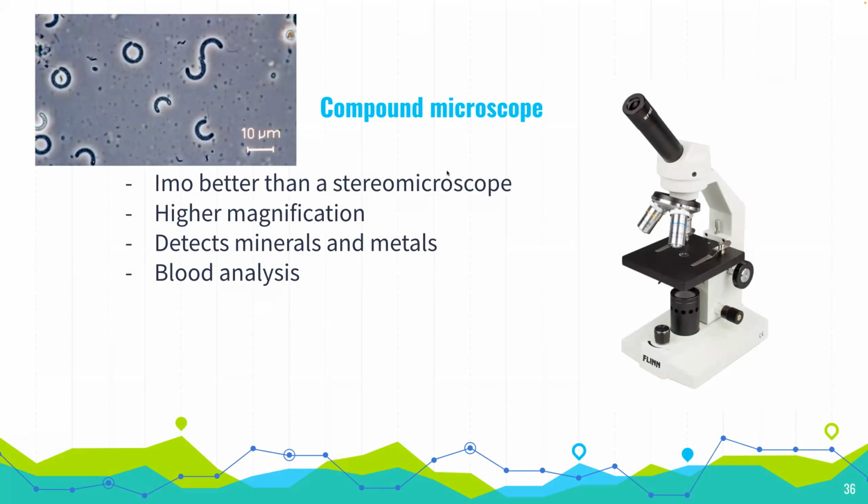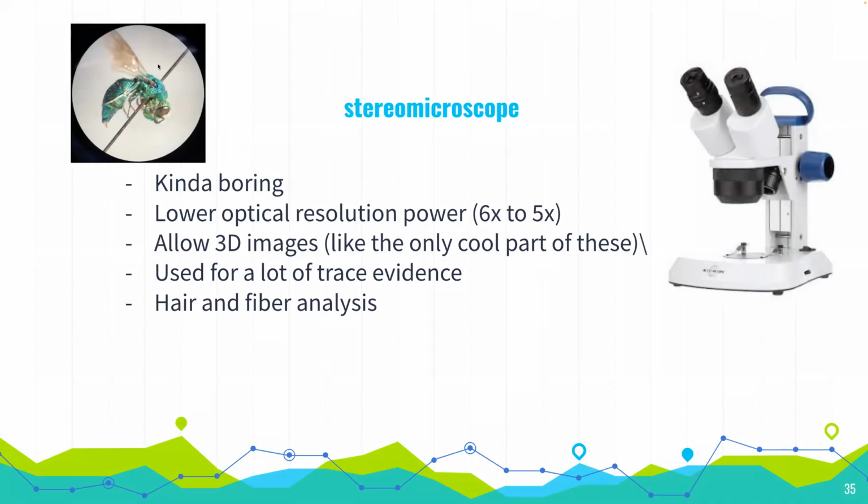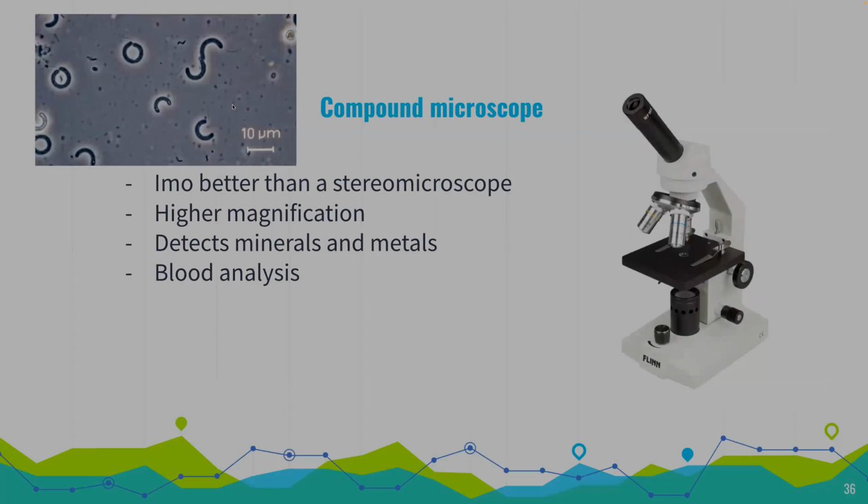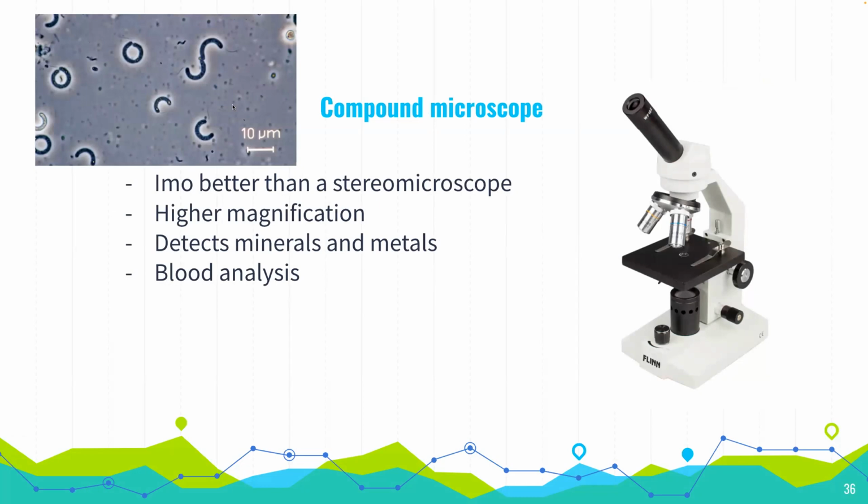I particularly do not like stereo microscopes. These are much better than stereo microscopes, generally because you can zoom in a lot more. As you can see, there's a picture of some, I think, microorganisms. You have to see the whole, I don't know what this is, insect in this picture, right? So you can zoom in a lot more. These will detect minerals and metals in soil and stuff, and these are also used for blood analysis.